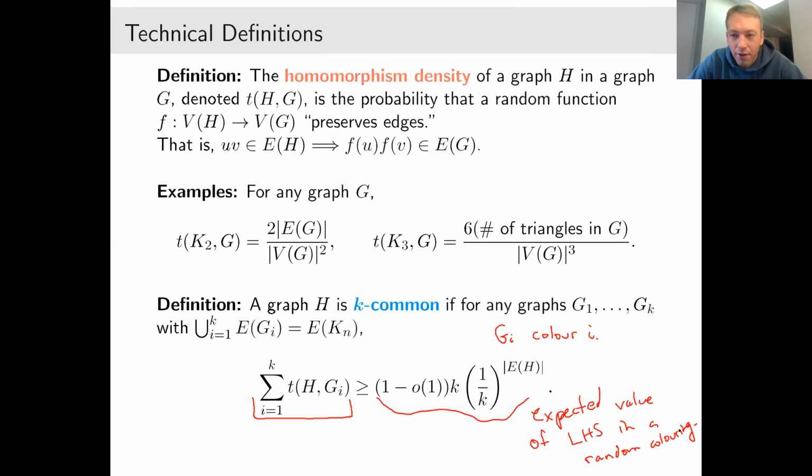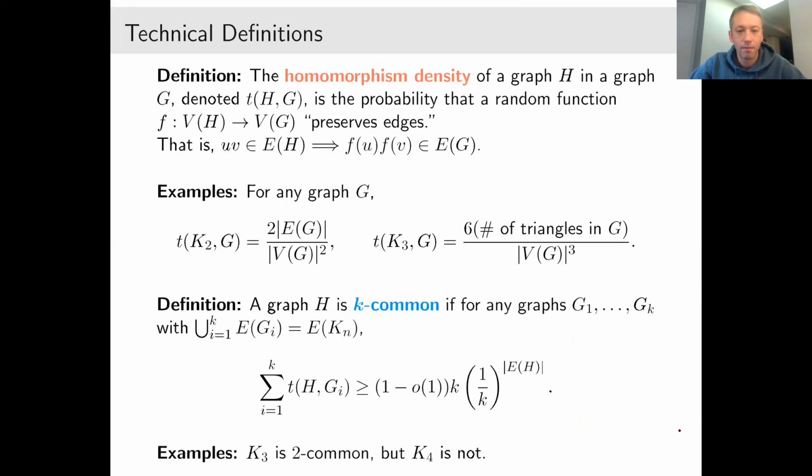Are there any questions about this before I move on? Okay. Just to drive this home and connect it to the previous examples: under this definition, the graph K3 would be k-common, and that's because of Goodman's bound. However, the graph K4 is not, and that's because of Thomason's result. So we want to understand these k-common graphs effectively.